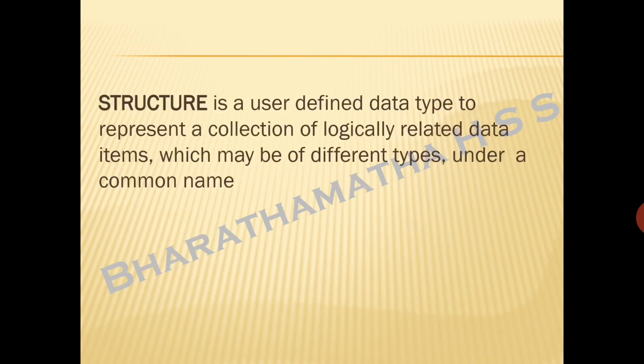So, you have a collection of data which are logically related to one another and grouped under a common name. This kind of data type is known as a structure. So finally, I can put out the definition: a structure is a user-defined data type to represent a collection of logically related data items which may be of different types under a common name.